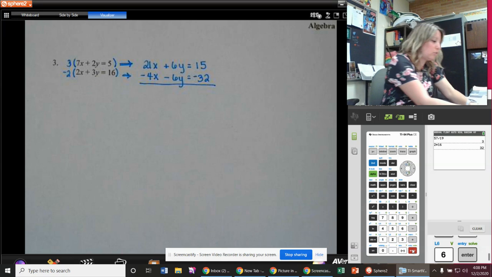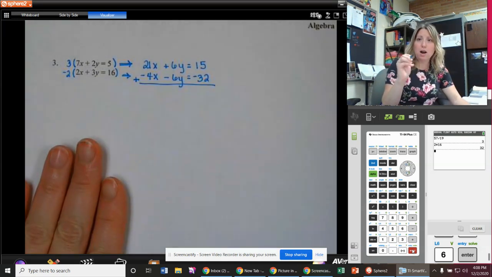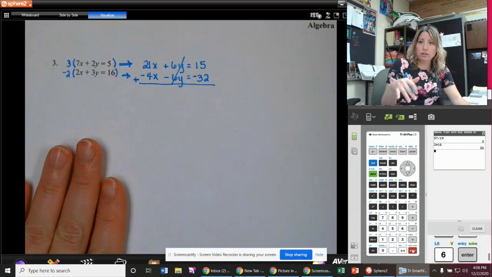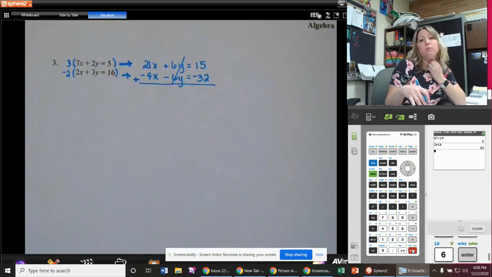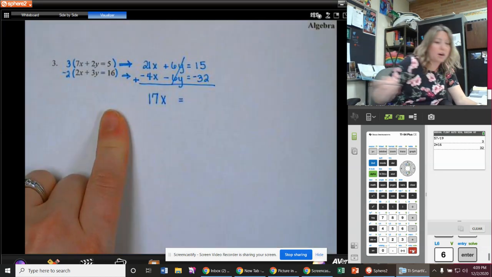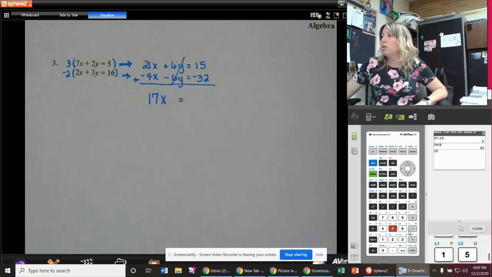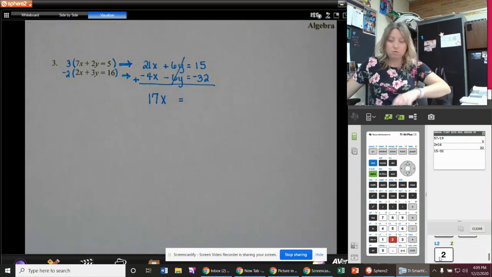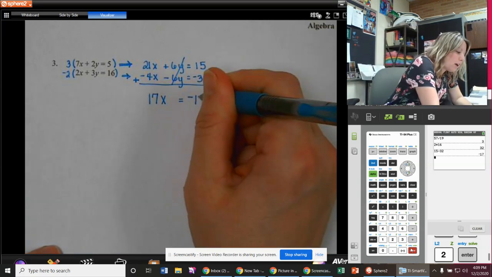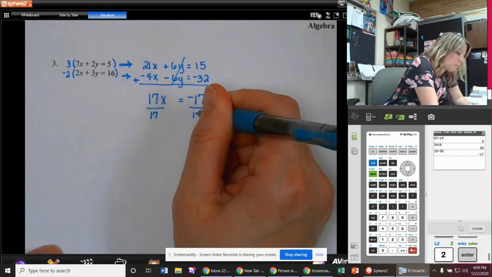Now I'm going to add these two equations up, and it forces a cancel of the 6y minus 6y. 0 y's are left. Now let's do the x's. So 21x minus 4x, so we get 17x. Bring down your equal sign. And just in case you don't believe me, 15 minus 32, so it's a -32, is -17. So now to get x alone, divide both sides by its coefficient, which happens to be +17.